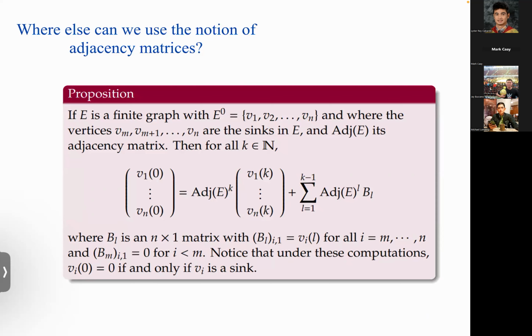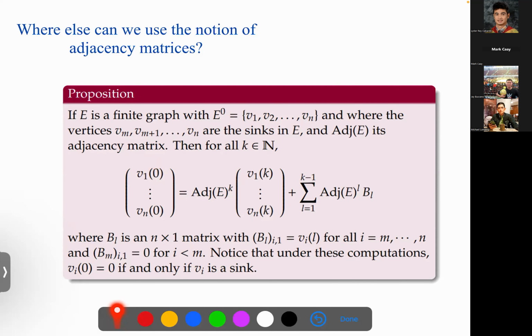I don't like complicated equations, but what essentially this proposition is telling us is that, for example, V1 of 0 would be just a computation in your adjacency matrix in this way. So you just compute this, and you will get an entry of V of 1 of whatever the corresponding computation would be. Okay, that's the idea of this proposition.